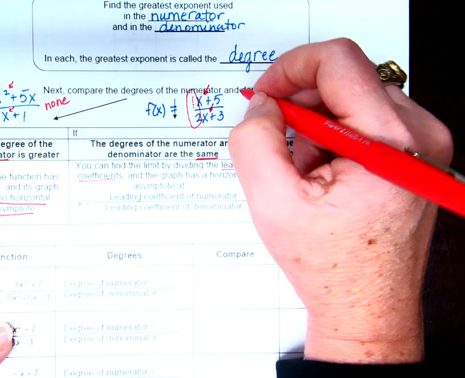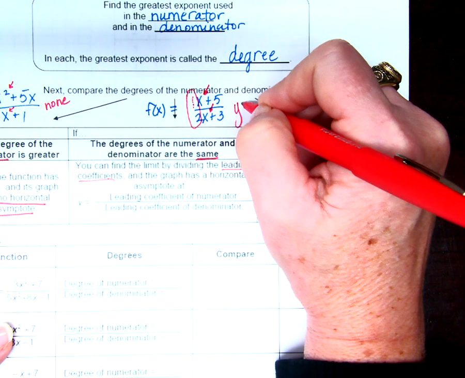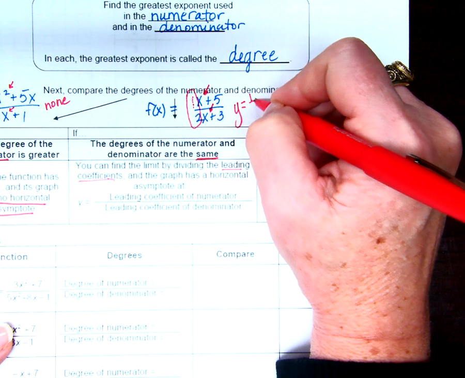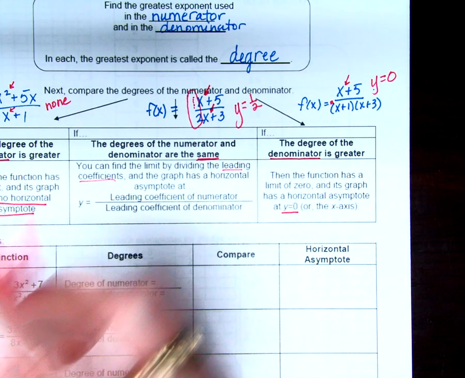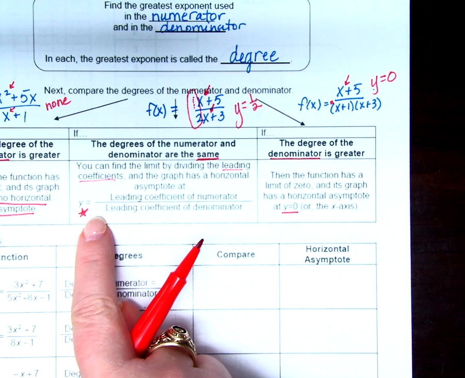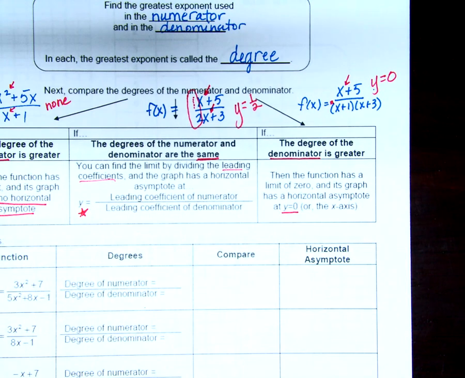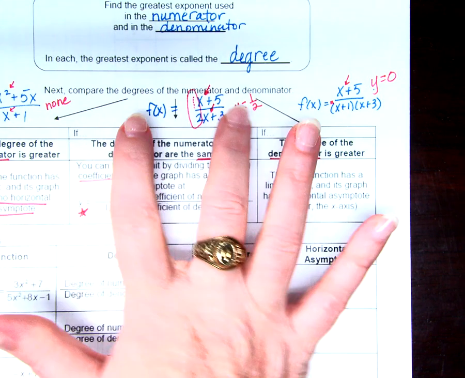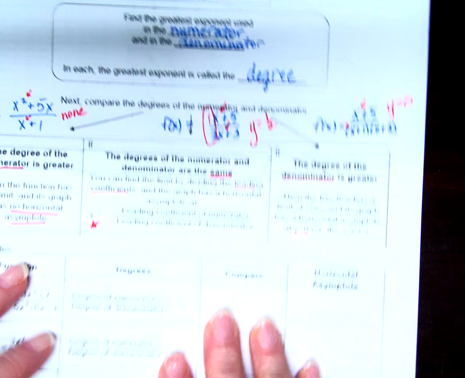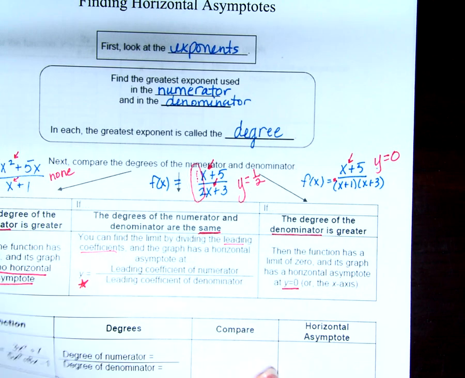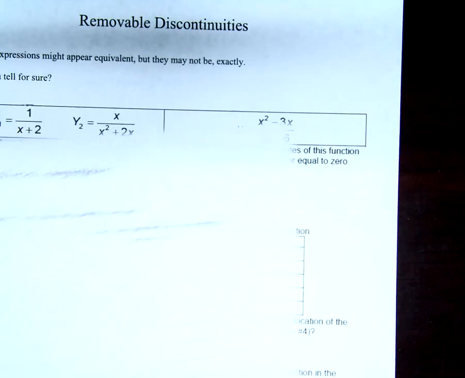So what is my asymptote here? y equals 1/2. Good. So when they're the same, I have y equals leading coefficient divided by leading coefficient. Does that make sense? You got your 3 examples here? Yes? Okay. So let's look at the next worksheet that I gave you.